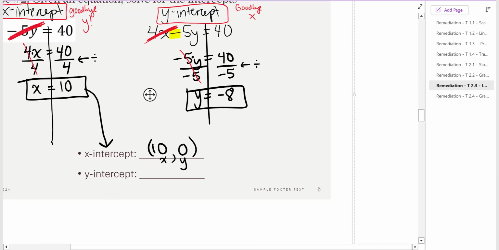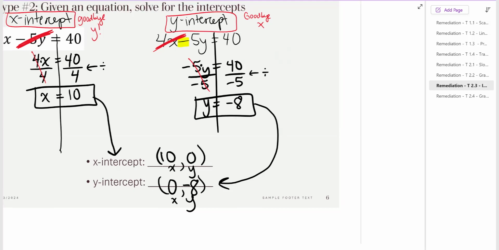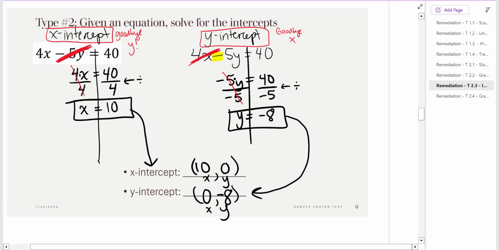Okay, so the y-intercept is this one. Y is negative 8 and x is 0. So that's how you solve it when you have an equation. Remember, you have to solve it 2 times and then write it in the form of a point.